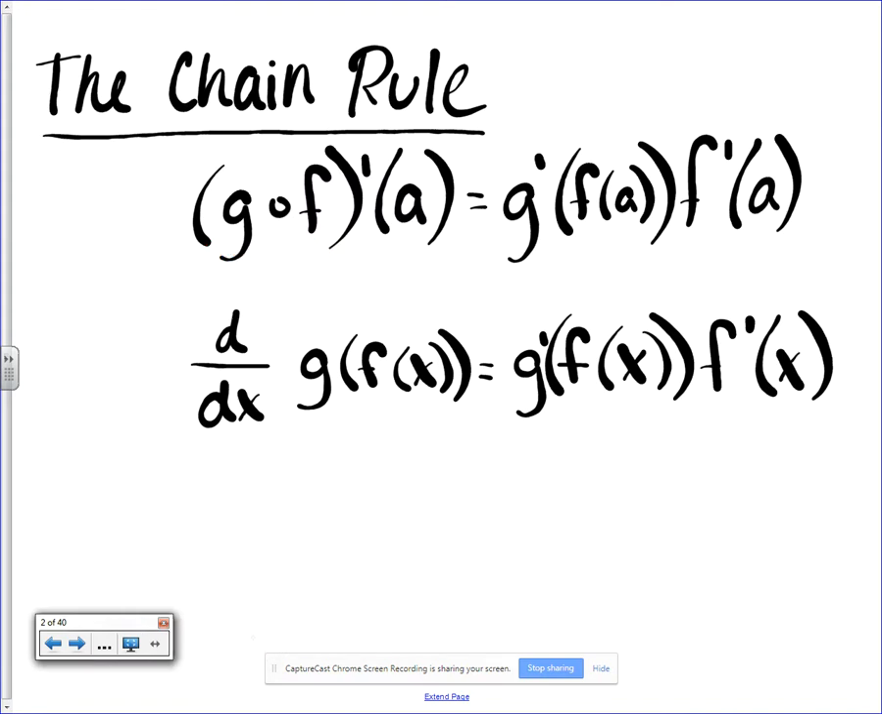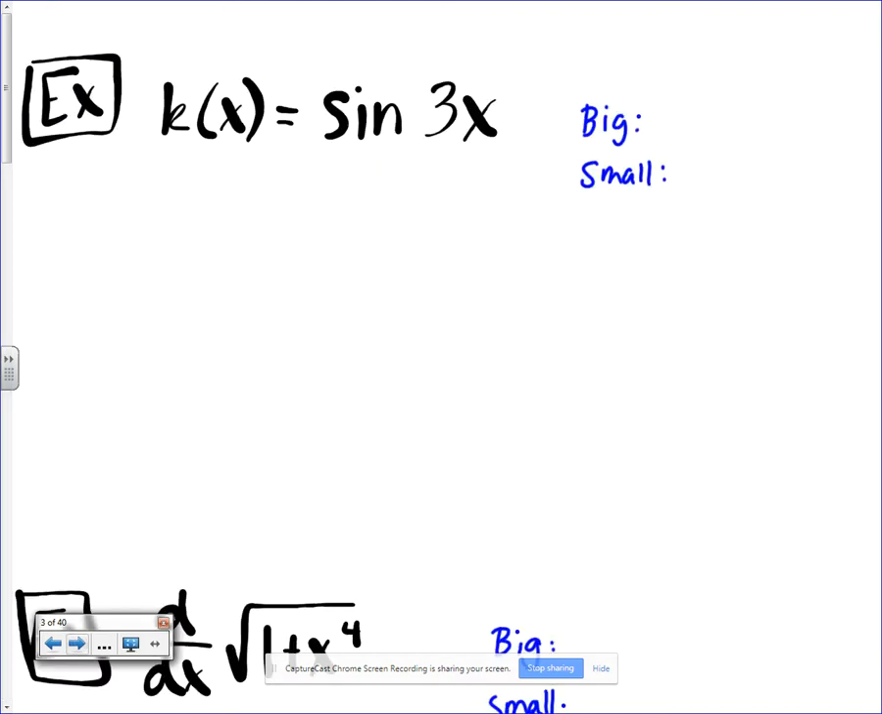Okay, so if you remember about compositions, since this f function is being inserted into the g function, the f function is a small function and the g function is the big function. Okay, that's going to be the key to doing this. You are going to have to identify which function is a large function, which function is a small function. So take a look at my first example.